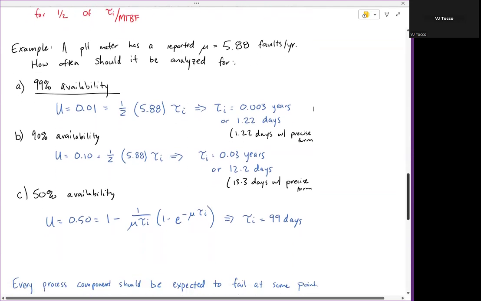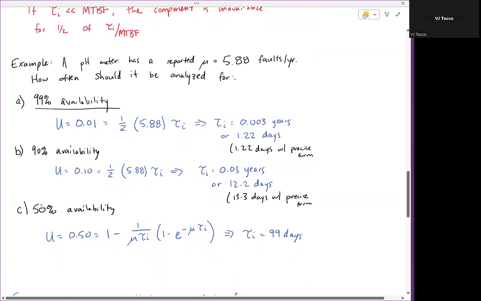So for 90% availability, I need to inspect it on the order of every 2 weeks or so. On the third possibility, for 50% availability, I only have to measure it once, or inspect it, every 99 days. And for this one, I use the full version because the value for Ti was going to be too large here. I noticed I was starting to get some variability here.